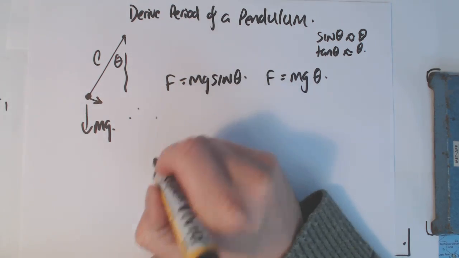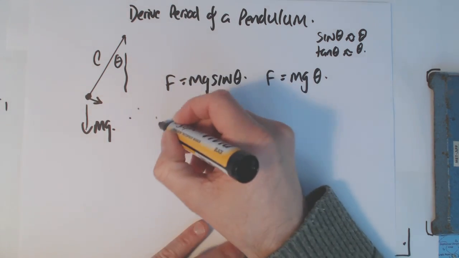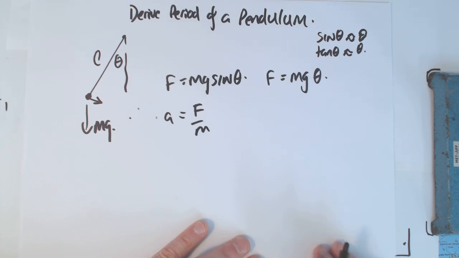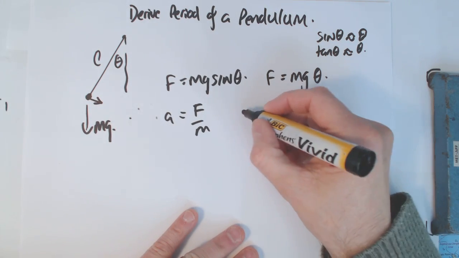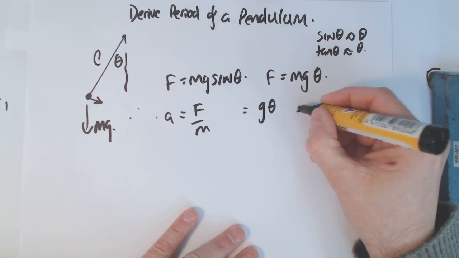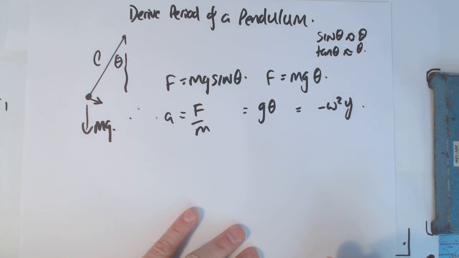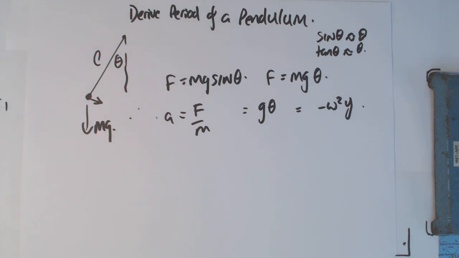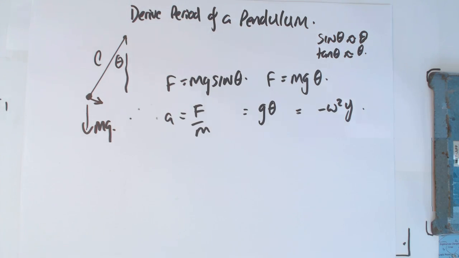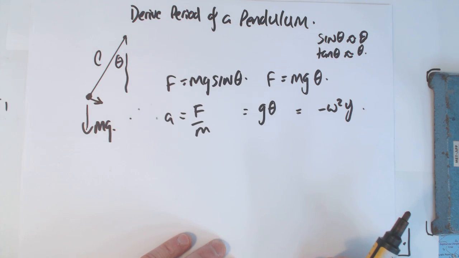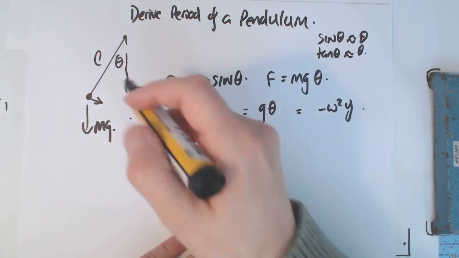So we've already said that acceleration is equal to force over mass. So acceleration, we can say, is equal to g theta. And we also know that that was equal to minus omega squared y, right? Y being displacement. Sometimes I use x for displacement, sometimes I use d, but we'll just use y. So that just means displacement away from the equilibrium. So we're getting to a point where we can actually work out a period now with this pendulum.